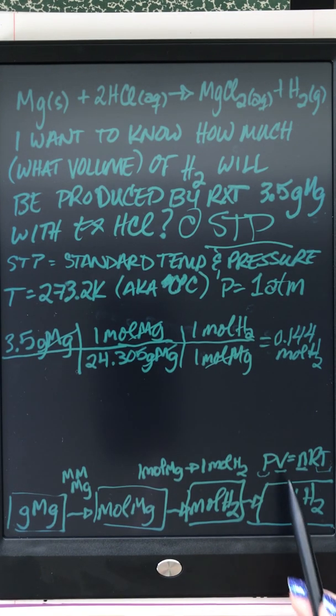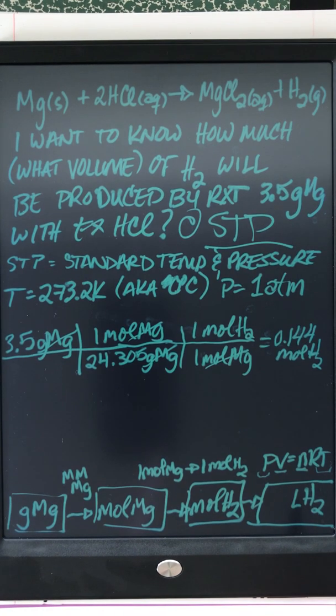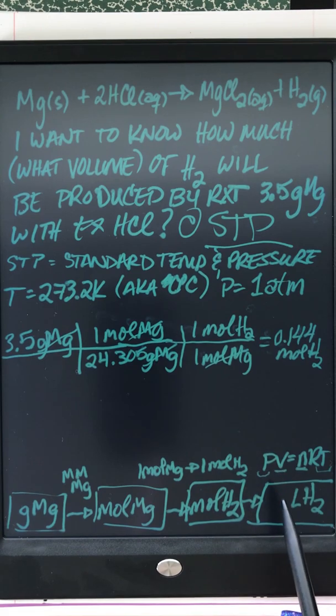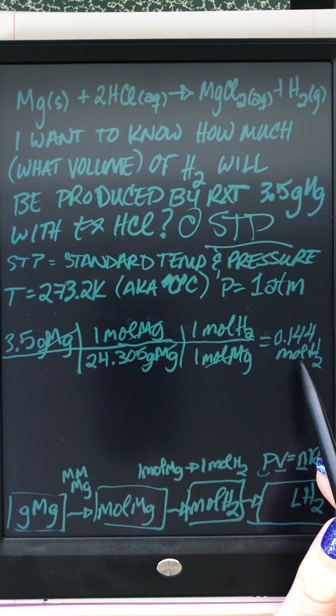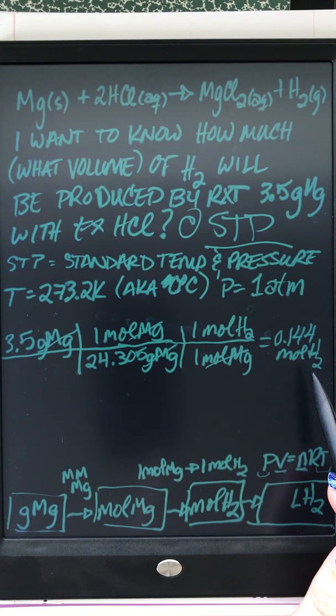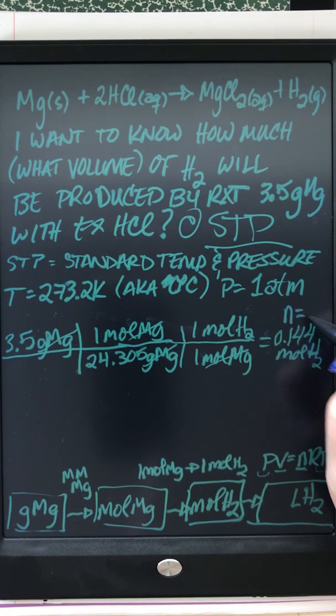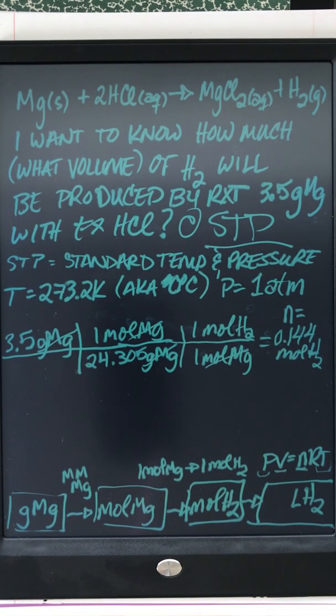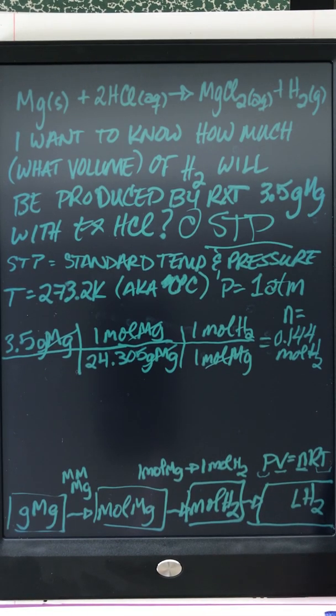And what variable does that represent in our PV equals nRT? Yeah, so in our ideal gas law, which variable is this? Is it N? It's N, right? You okay with that, Sydney? Yeah. Cool. So this is going to be our N value. Now, if we're looking for volume, we need to rearrange PV equals nRT to solve for the volume, right?